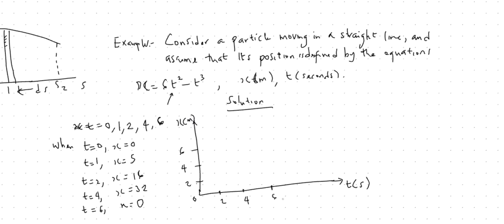When t is 0, x is 0, so I'm here at this point. When t equals 1, x equals 5. So this is t equals 1 here, and this is somewhere around 5. If I trace them out, this is my position. So when t equals 2, x equals 16.